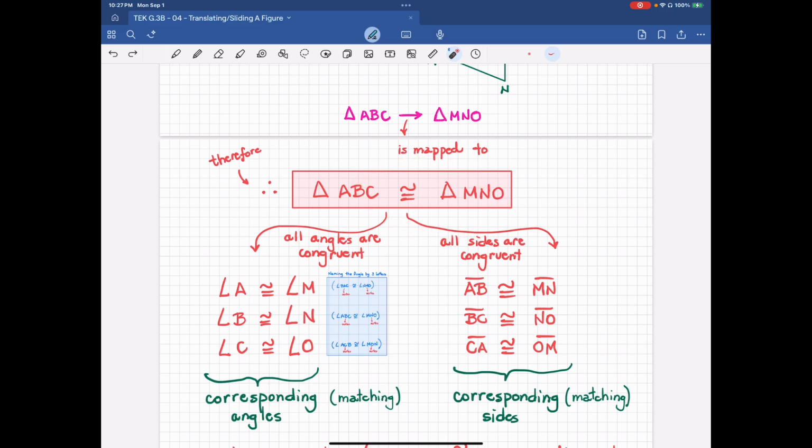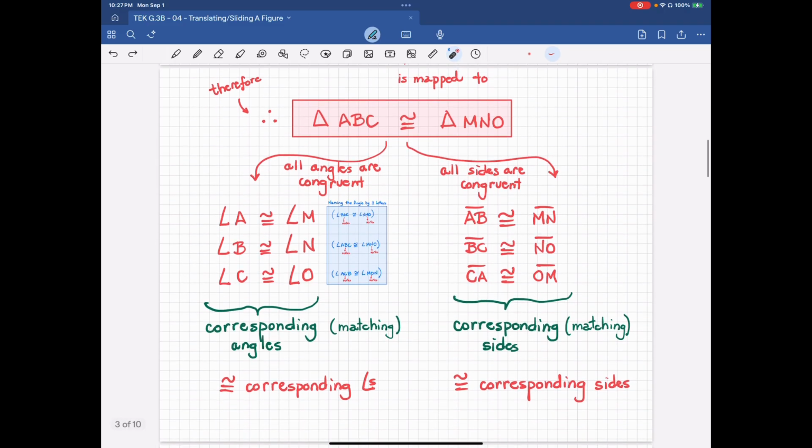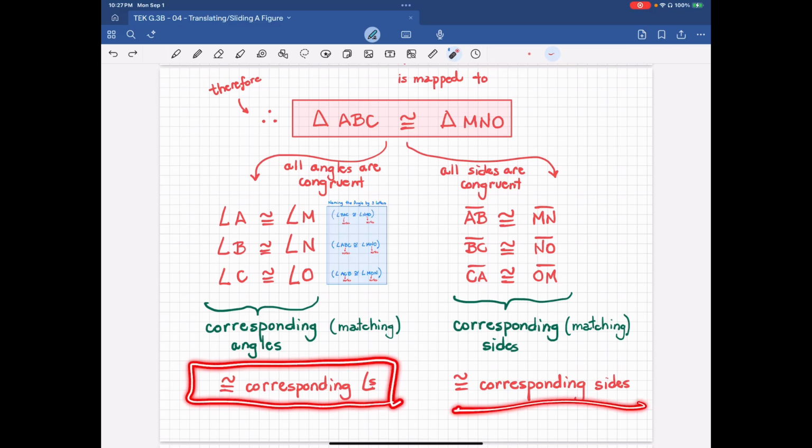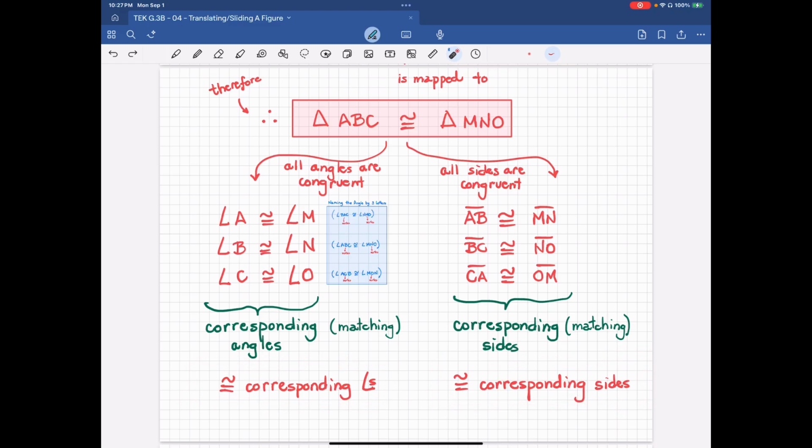Another way of saying this is that the corresponding angles, the matching angles, are congruent. The corresponding sides here, or the matching sides, are congruent. We know when we have congruence transformations happening that we have congruent corresponding angles and congruent corresponding sides.